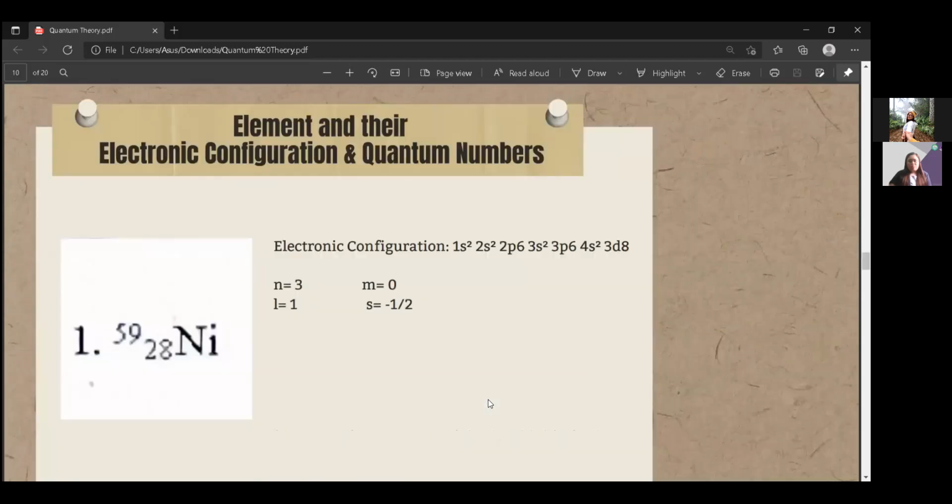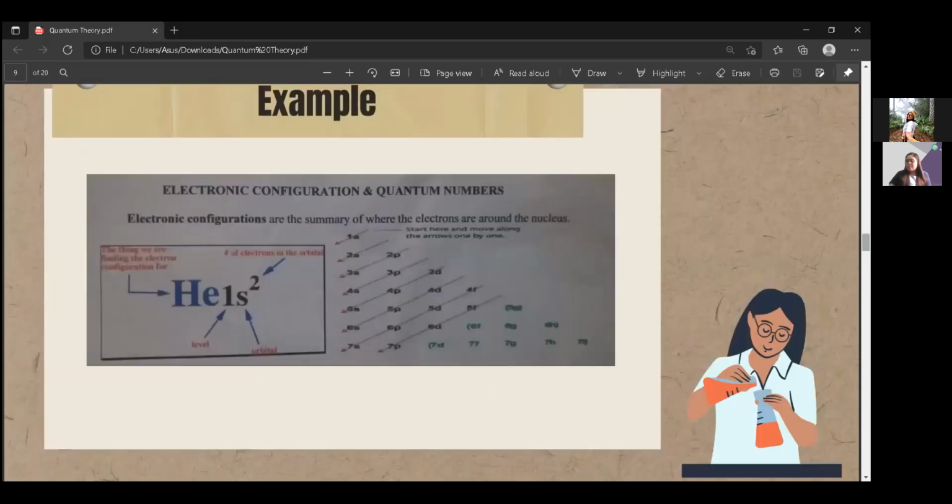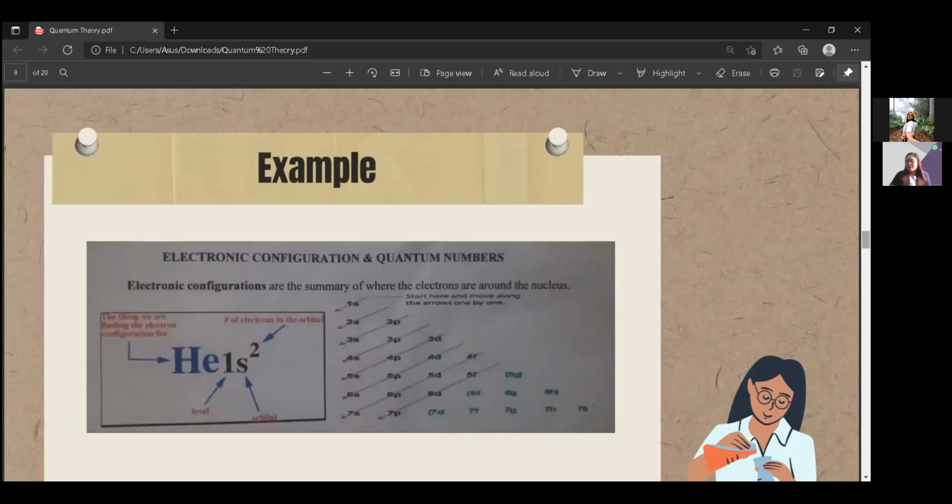So for the electron configuration, balik mo ng isang slide, Adrian. Thank you. For the electron configuration, we have the letters s, p, d, and f. s has the value of 2, p has the value of 6, d has the value of 10, and f has the value of 14.